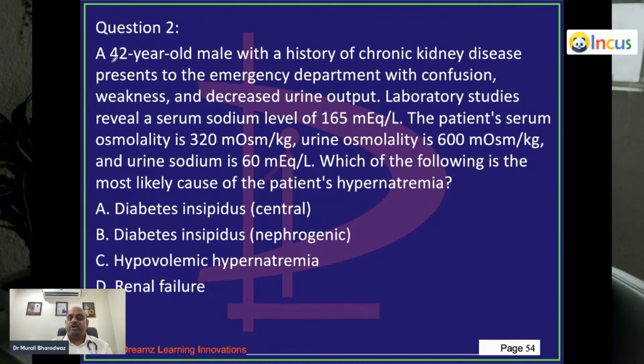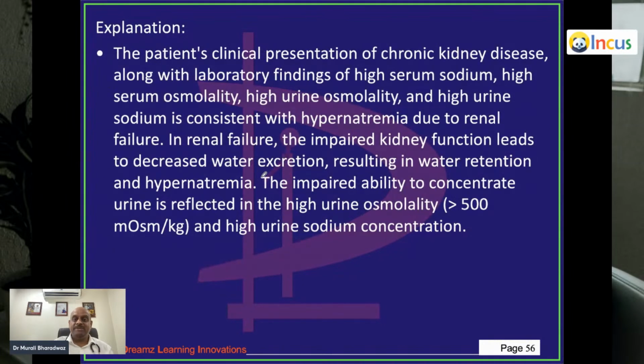So a 42-year-old male, history of chronic kidney disease, comes with confusion, decreased urine output. There is a serum sodium level of 165. Patient's serum osmolarity is 320 milliosmoles per kg. Urine osmolarity is 600. Urine sodium is 60 only. What is the cause of the patient's hypernatremia? So it's renal failure, which is the underlying cause in this given case.